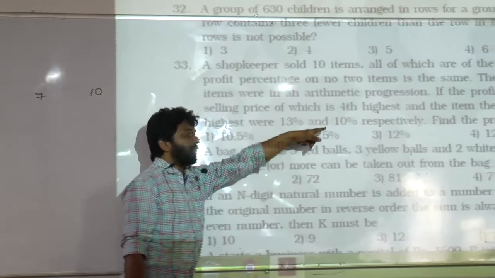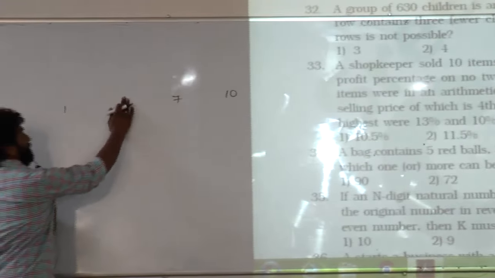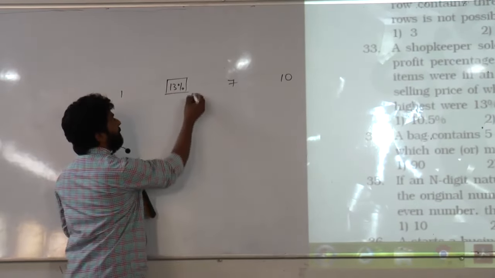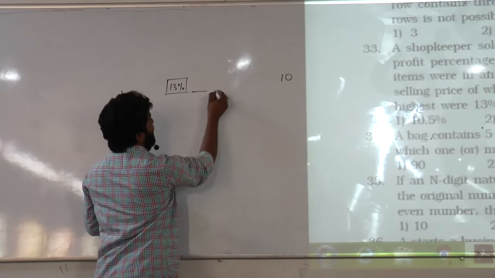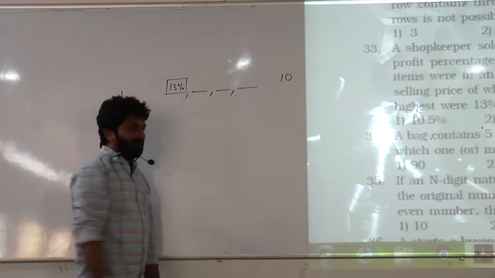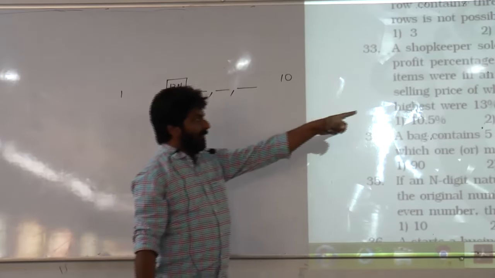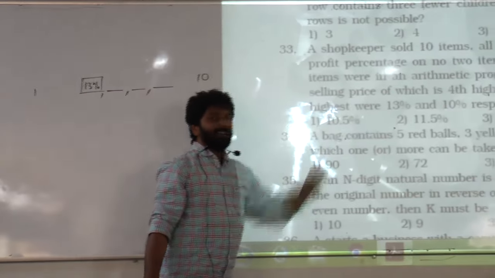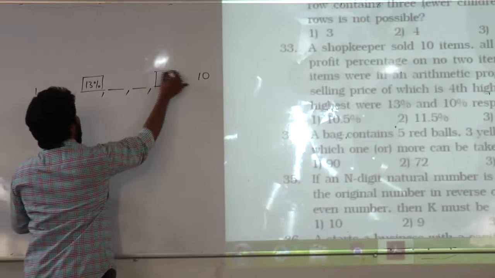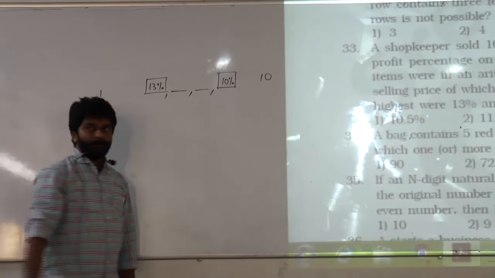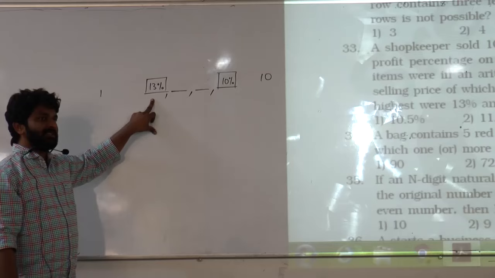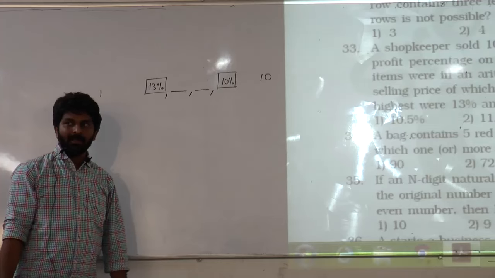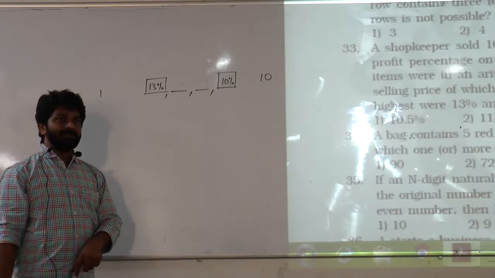The selling price of which is fourth highest, this one, and this value is given as 13%. You have the fifth value here, sixth value here, and then the seventh value here, the item whose selling price is seventh highest, respectively 10%. So this place value is given as 10%. This is the fourth highest selling price and this is the seventh highest selling price. All are in descending order, and all are having different numbers.